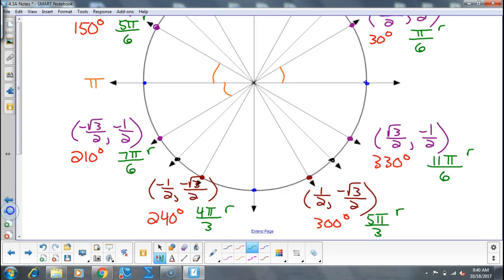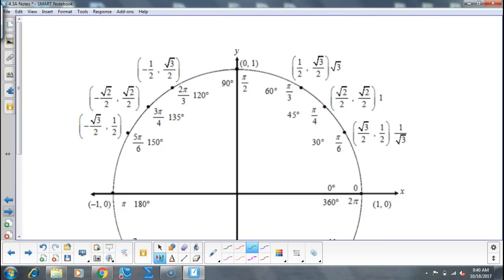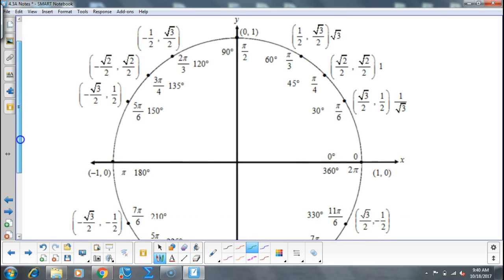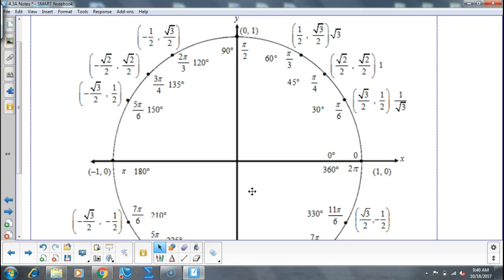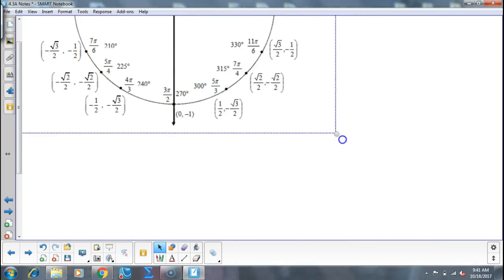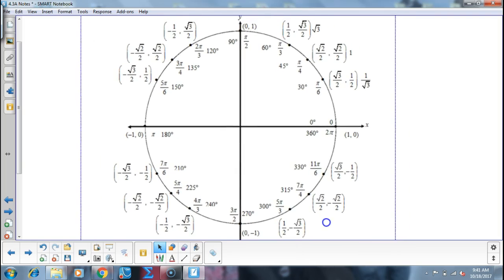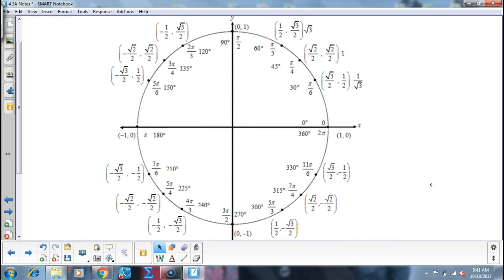So now you should have a completed unit circle on your page. Actually, I think I could probably shrink it. There we go. Now it fits on one page. So your unit circle should look like that, where you've got the coordinates of your sweet 16, the degrees of your sweet 16, and the radians of your sweet 16.